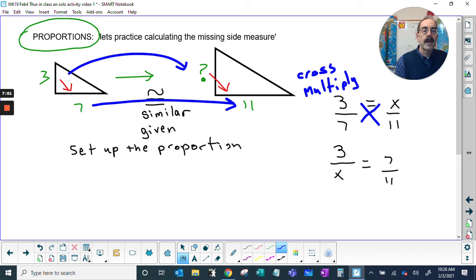Okay, so 3 times the 11, 33, 7 times the x, 7x. Okay, try this one. Set up different, same answer. 3 times the 11 is equal to 7 times the x.